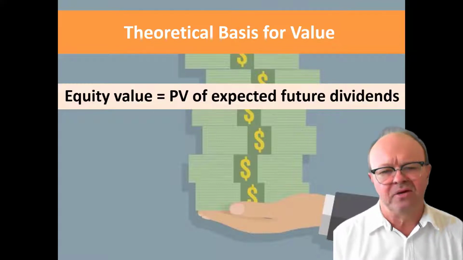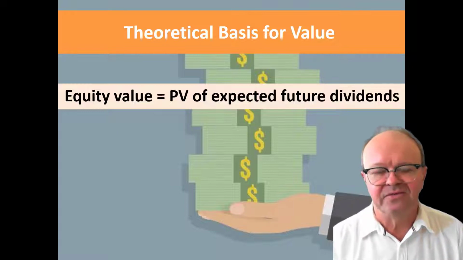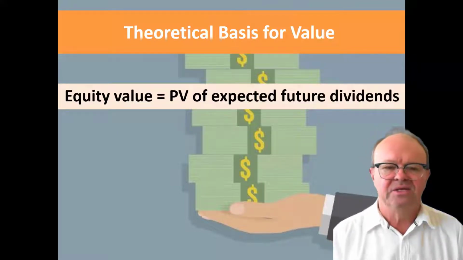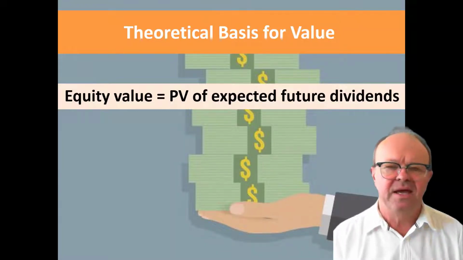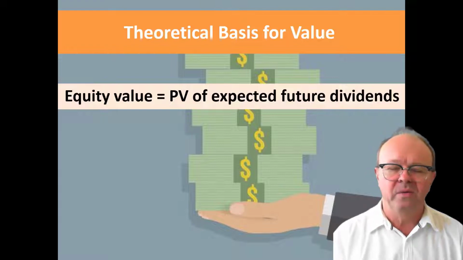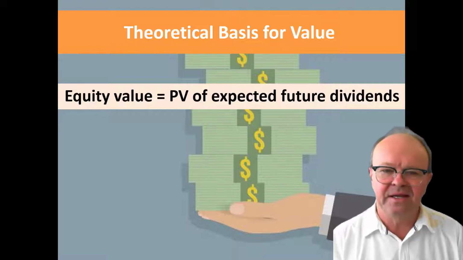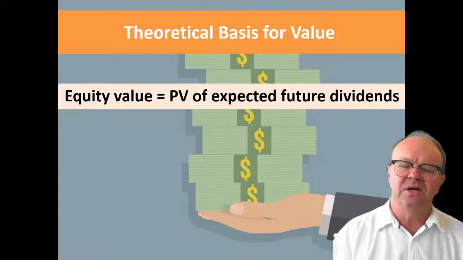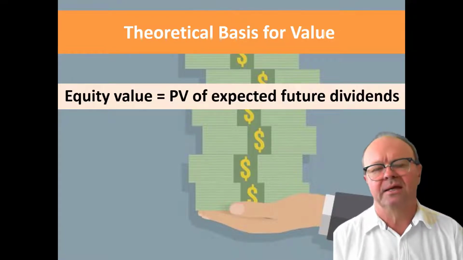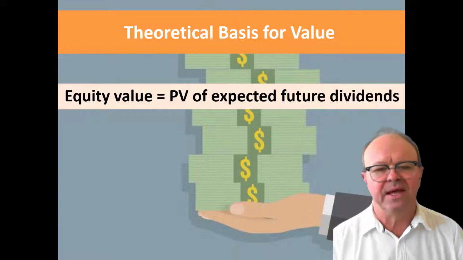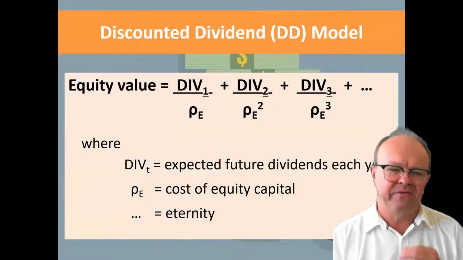Well, the theoretical basis for value on anything is the expected future cash flows. What future cash flows we get. So for equity value, it's the present value of the expected future dividends. If we buy a share in Ryman Healthcare, what do we get? Well, we get dividends. That's all we get. We get the dividends. And the final dividend can be thought of as when we sell the shares or the company is liquidated and we get some money back at the end. And so it's just the present value of the dividends we get. That's the theoretical value for a company.